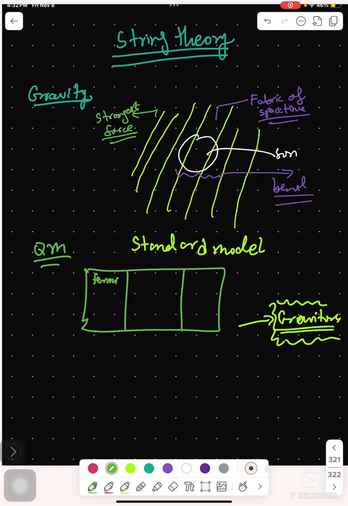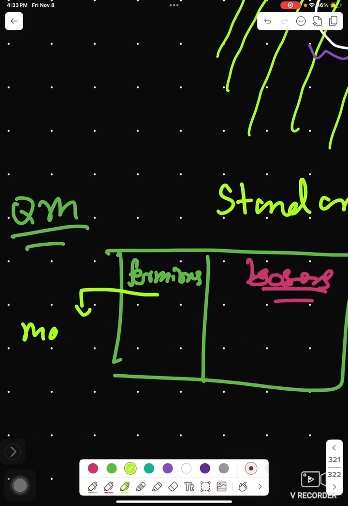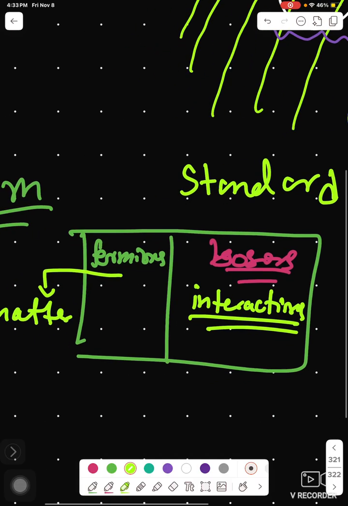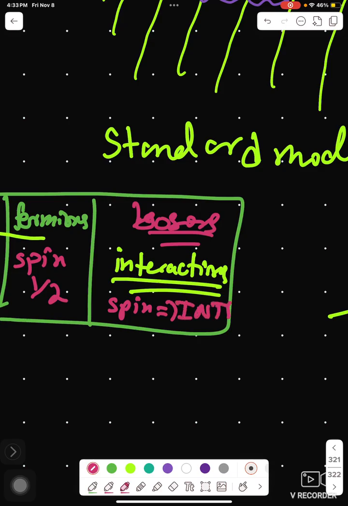One is fermions. Second is bosons, the W and Z bosons. Fermions are for matter, bosons are for interactions, every kind of interaction: magnetic, radioactive, electric, and so on. Fermions have spin of half. Bosons have integer spin.